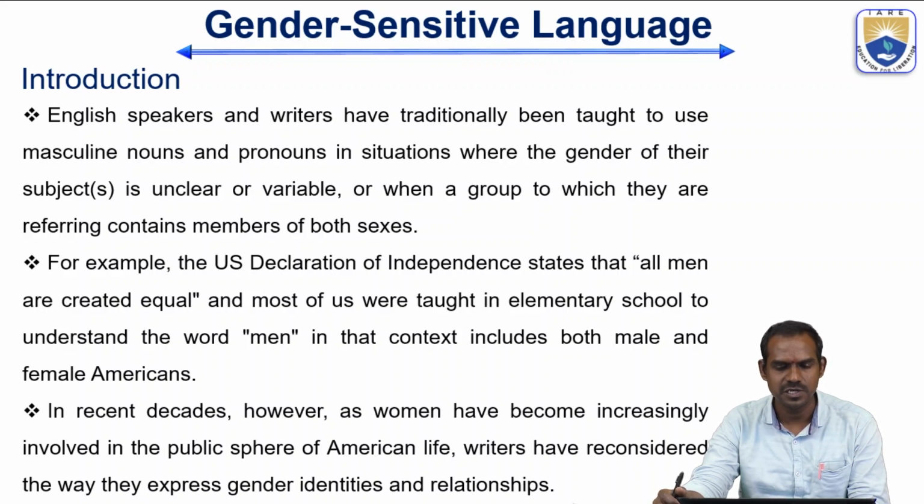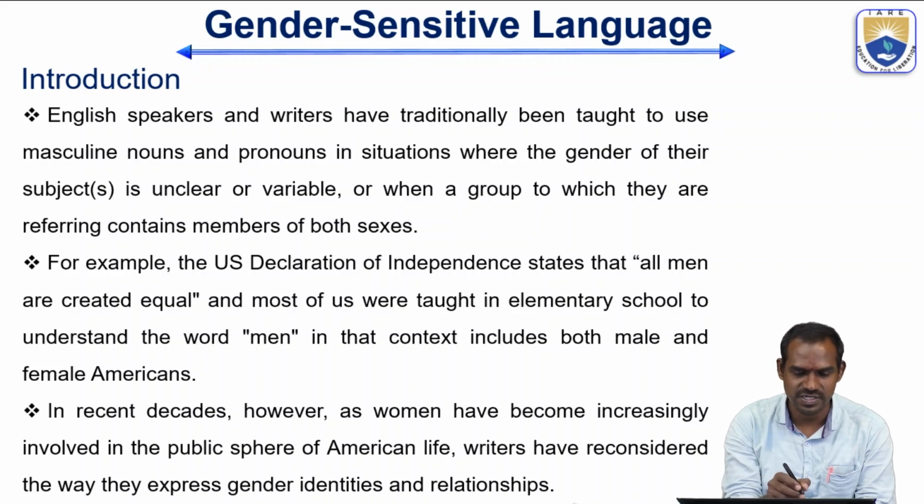For example, the US Declaration of Independence states that all men are created equal. Most of us were taught in elementary school to understand the word men, in that context, to include both male and female Americans. So here men includes both male and female. Take a note of that.